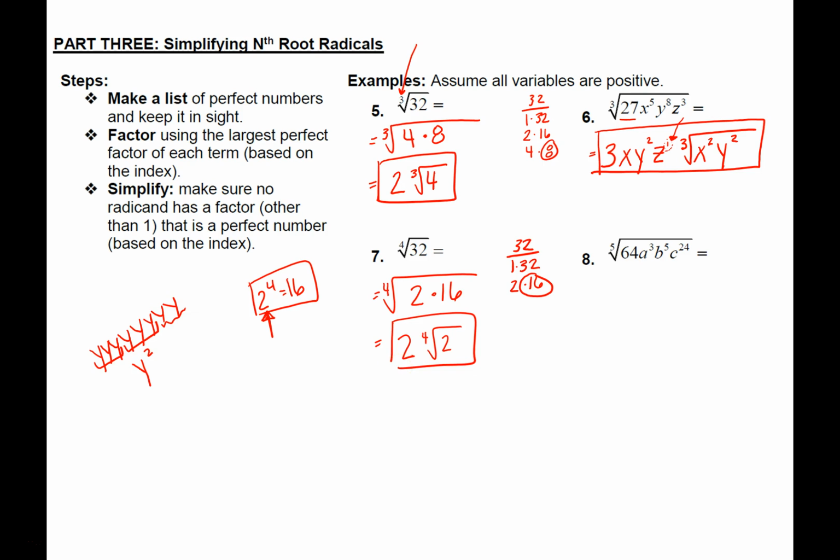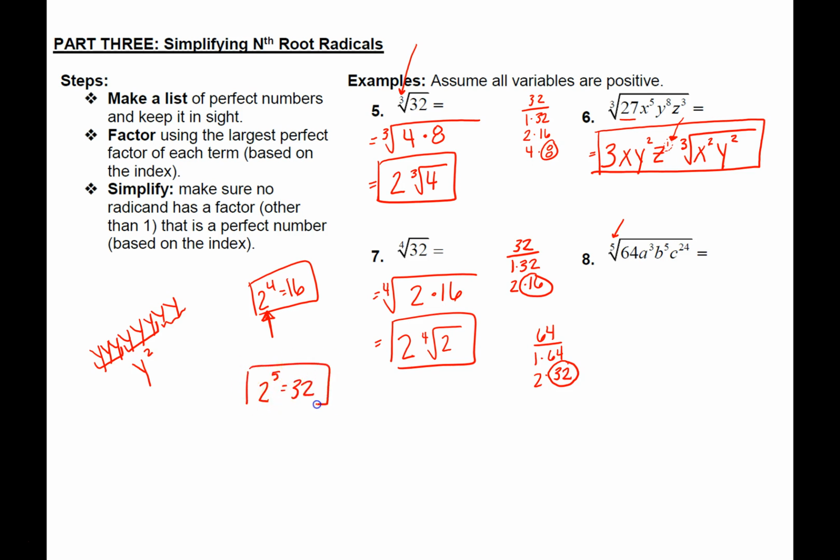All right, let's do one more of these. This time, notice our index is a 5th root. So we're taking a 5th root. All right, let's make our list. 64 is our number that we're working with. I'm looking for something raised to the 5th power. 1 times 64 doesn't work. 2 times 32. Oh, and that's good. 32 is 2 to the 5th power.